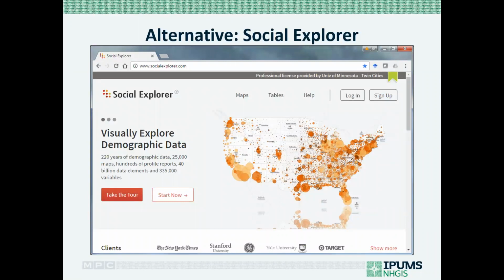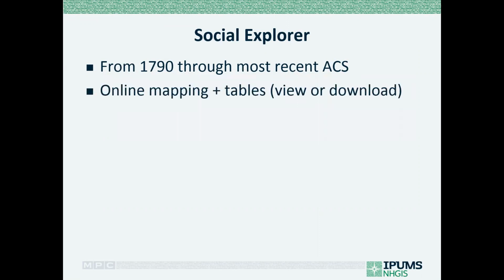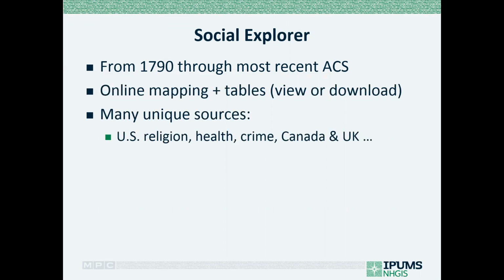Another website you may be familiar with is Social Explorer, a very well-designed website, I think, for mapping census data and also getting tables from census data. Social Explorer, like NHGIS, also has data from 1790 through the most recent ACS. They do support online mapping and table viewing, which is different from NHGIS. They have a lot of different types of data beyond what NHGIS has. They have US religion, health, crime data. They have some Canadian, UK, and European data, and several other types of census data that we do not have on NHGIS.